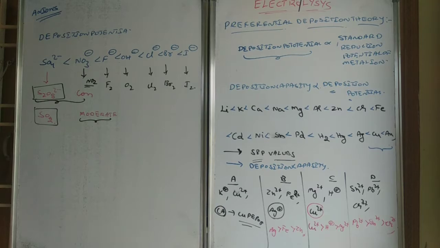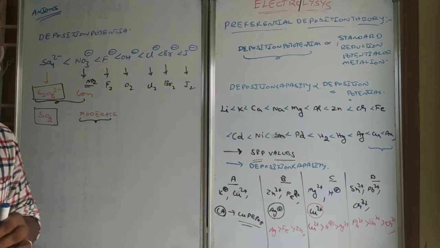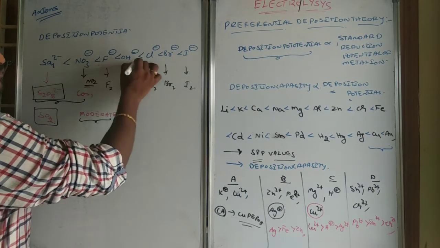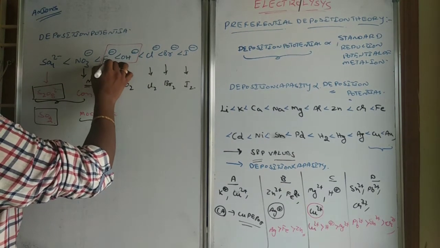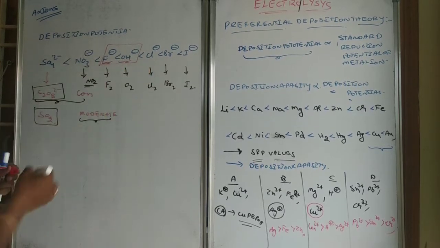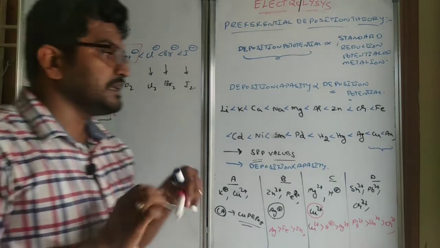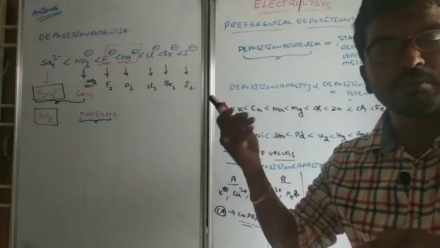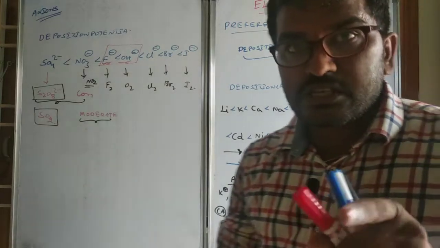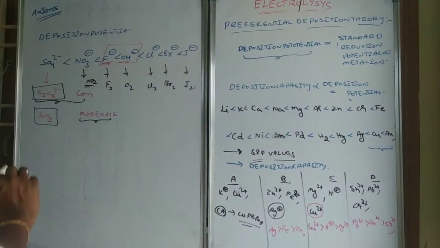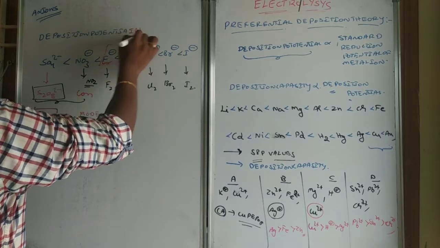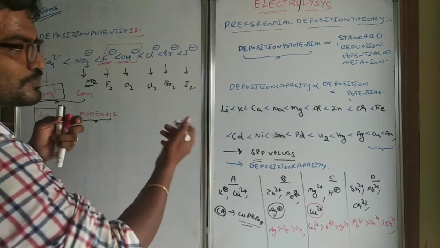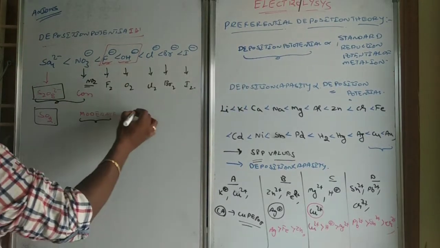Whenever these respective ions move to the respective electrodes, these are the reactions taking place. Understand this: fluorine has a lower deposition potential compared to OH minus. This is a very, very important corner. Based on that, if they want to twist the question in competitive examinations, they will ask it here. Since the deposition potential order is given, the deposition capacity order will be the same.